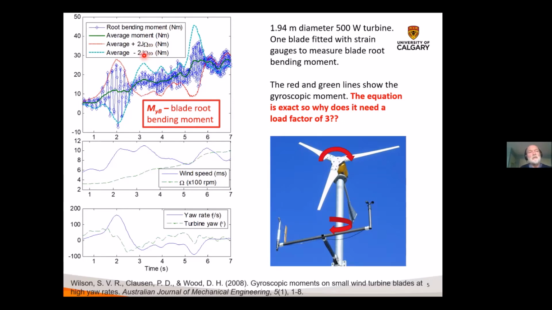This is an exact result. This is simply a non-inertial load that comes from using non-inertial reference frames for doing the analysis. It is an exact result. It is accurate as shown by these results here. But if we go to the simplified load model in the IEC standard, we have to use a load factor or a safety factor of 3 for that load, which I think is excessive.